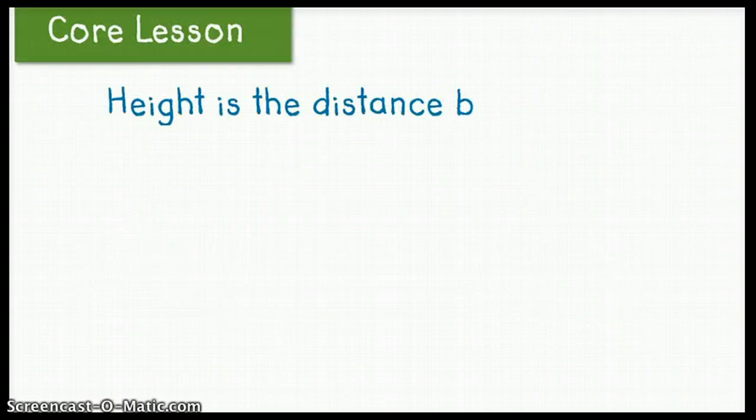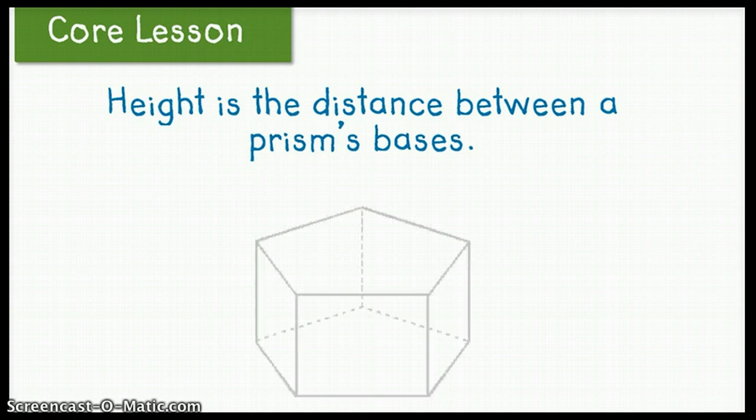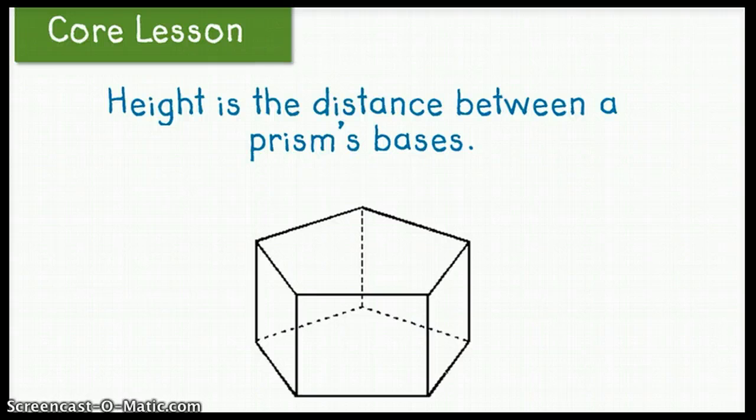The final term that we want to define is height. And the height is the distance between a prism's bases. We're going to look at this pentagonal prism one more time. There are its 2 parallel, polygonal, congruent bases. And right now you're seeing some red edges. Those edges represent the height, the distance between the prism's bases. And height is always going to be perpendicular to a base. So there's lots of different edges that represent the height on this particular prism and on any given prism.